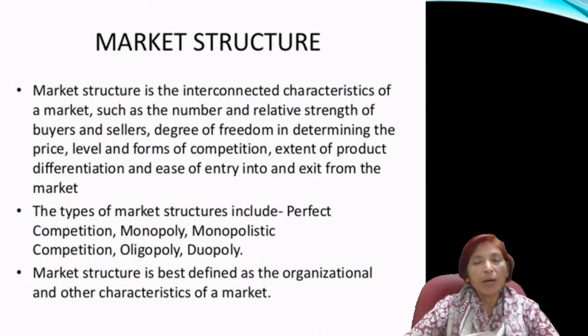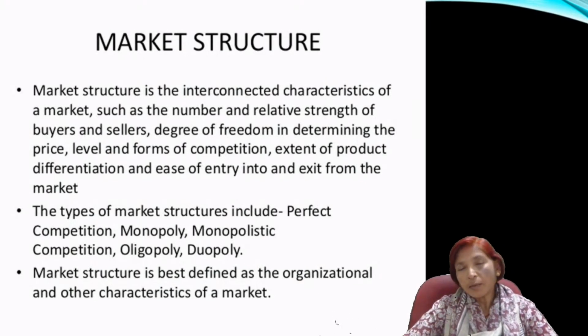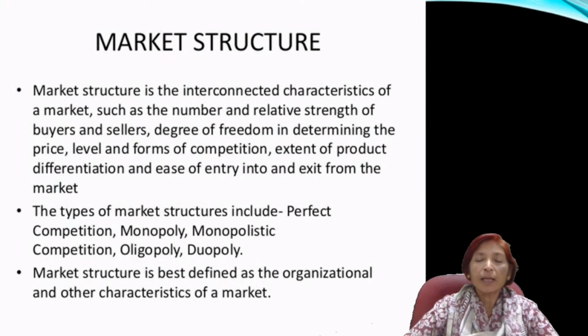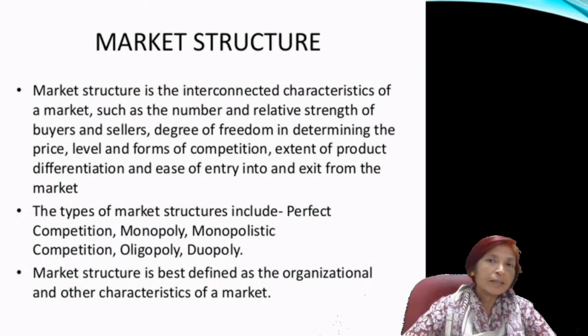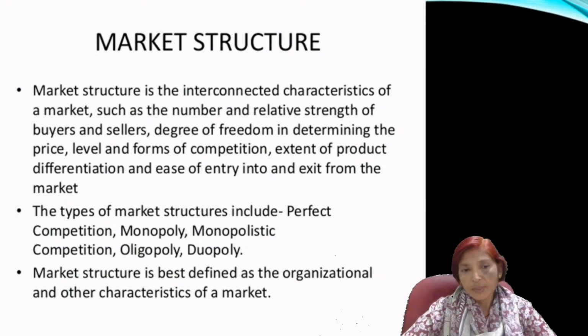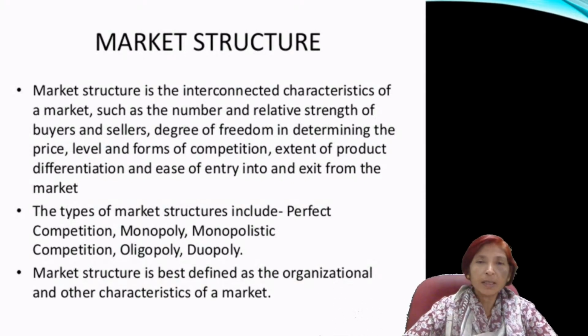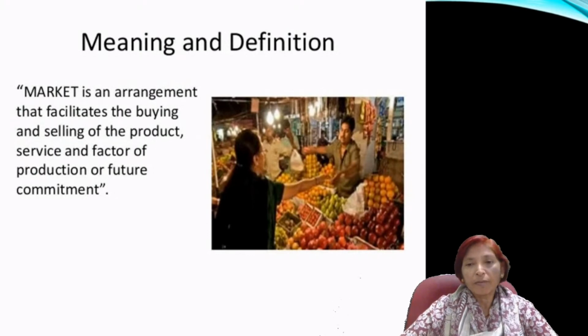Next is the duopoly market. A duopoly market is that market in which only two sellers exist. So, if only one seller exists in the market, that is monopoly, and if two sellers exist in the market, that is called a duopoly market structure. So, market structure has different forms, and market structure is best defined as the organizational and other characteristics of a market.